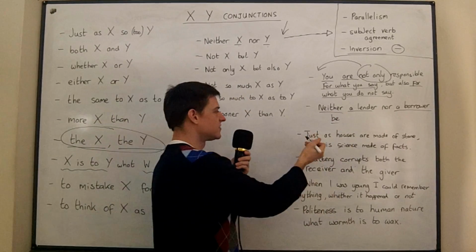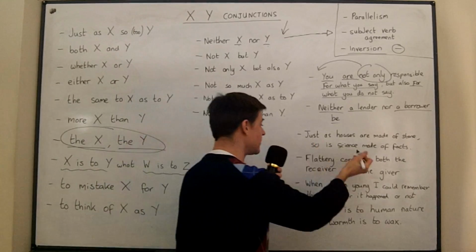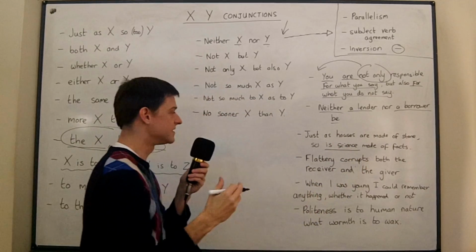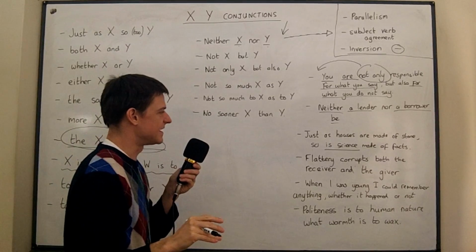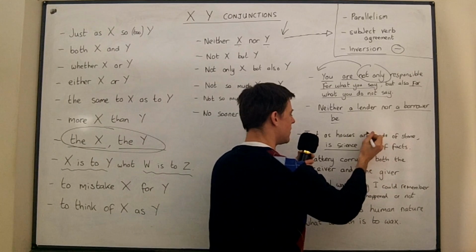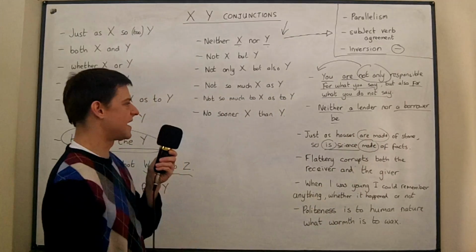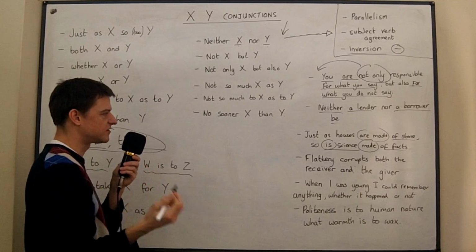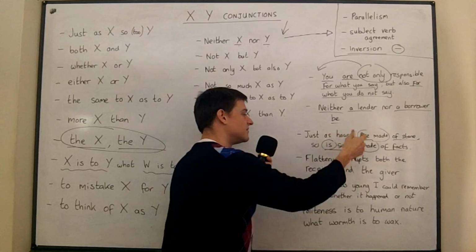Okay, the next one. Just as houses are made of stone, so science is made of facts, or so is science. So you could do either here. You could invert or not, but they have inverted. This was Henri Poincaré. I'm not sure how to pronounce his name. He was a physicist, and so he said just as houses are made of stone. Notice the are made and the is made. It's parallelism again, and it's of stone, of facts, so it's nice and parallel. That's why it sounds so nice. But yes, we could say so is science, or we could say so science is.